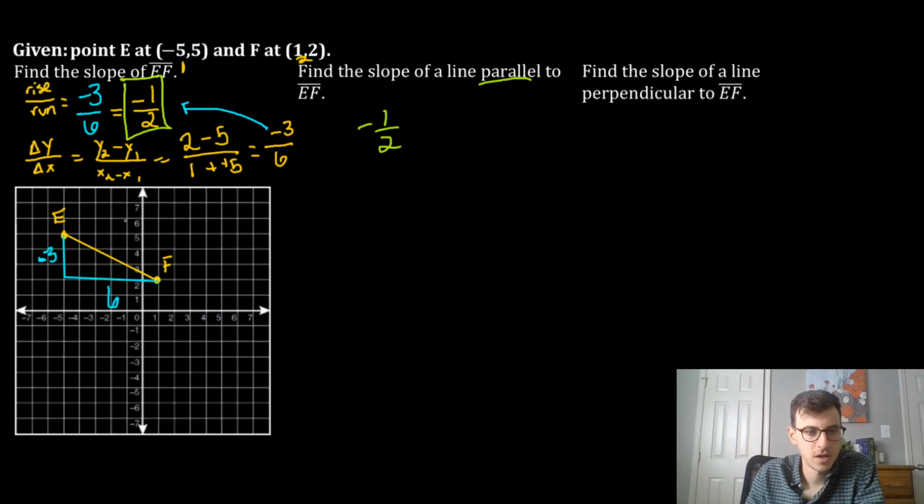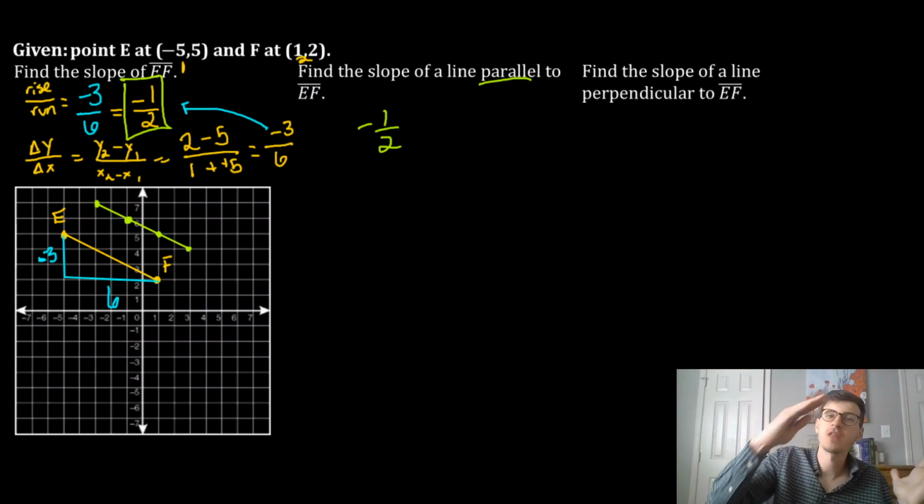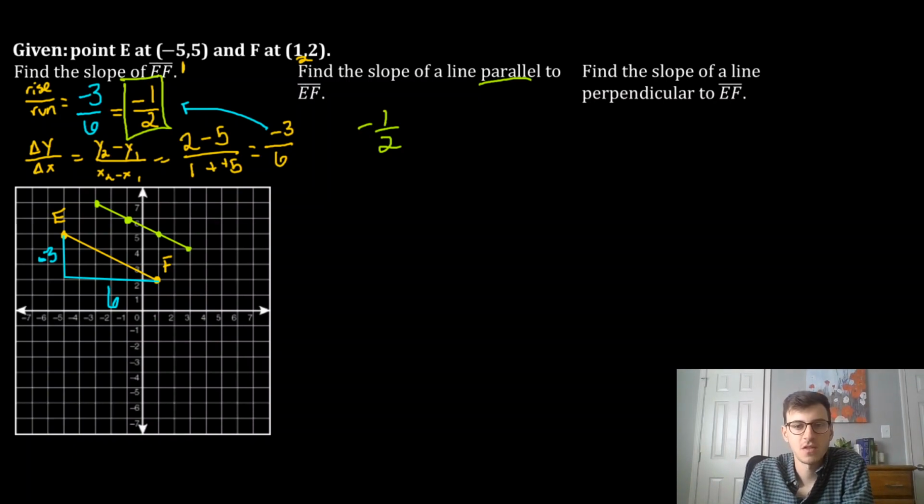Let's just pick a point up here that we can see. Why not? And -1/2 is down 1, over 2. Okay, so now if we were to draw that out as a line, there we go. You can see those lines, they're not intersecting. And even if we extended them on forever, they would never intersect. So that's a line parallel.